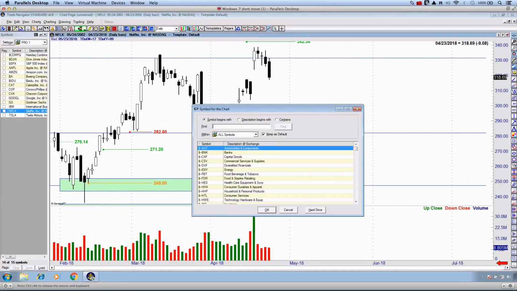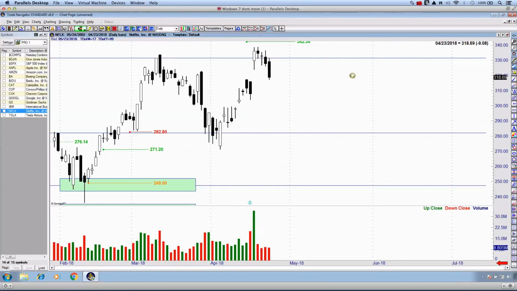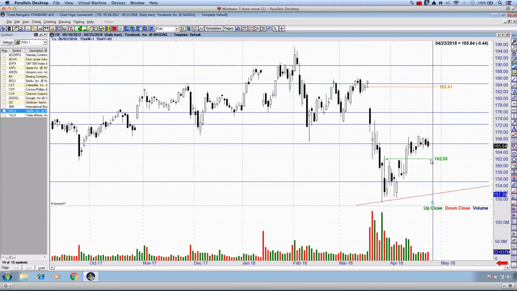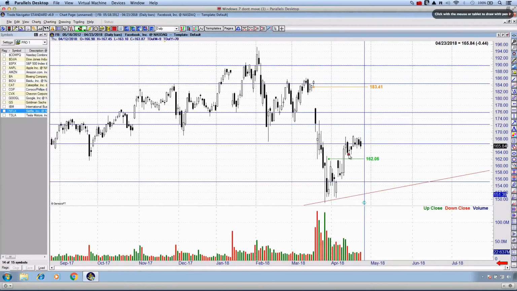Now, another stock that I've been paying attention to is Facebook. Facebook, however, does have earnings as well. This is potentially another fantastic trade. If we see this gap to the downside, it gaps to 154, 153, who knows, even 150.